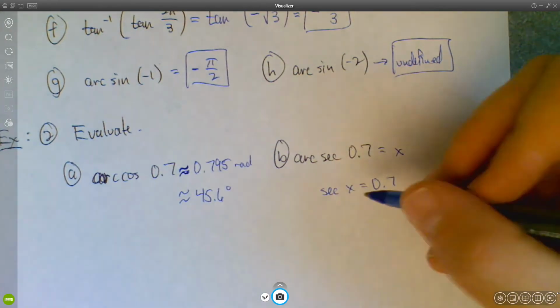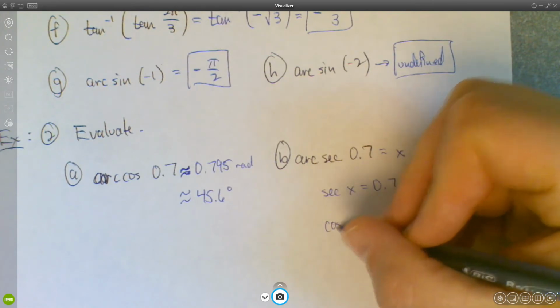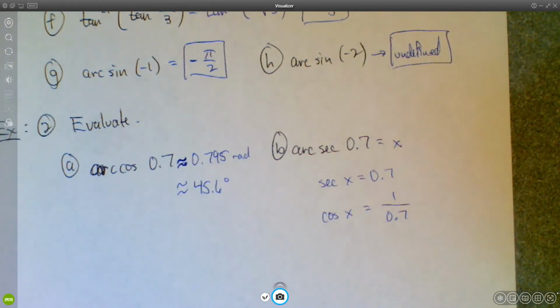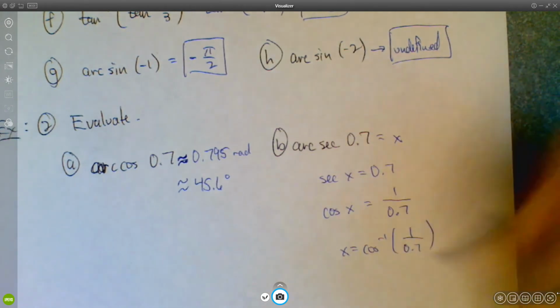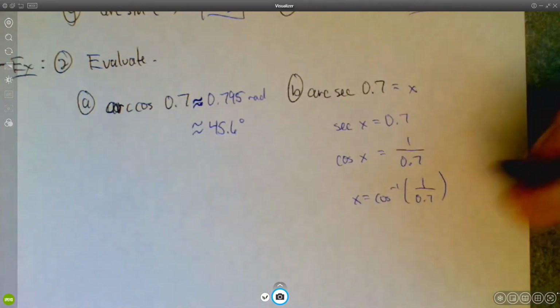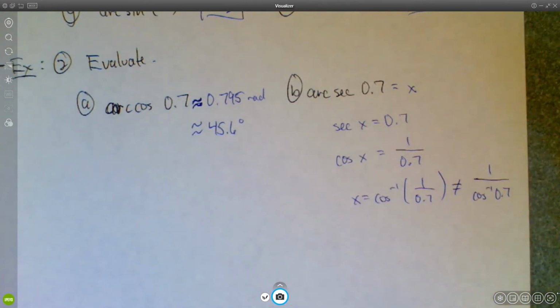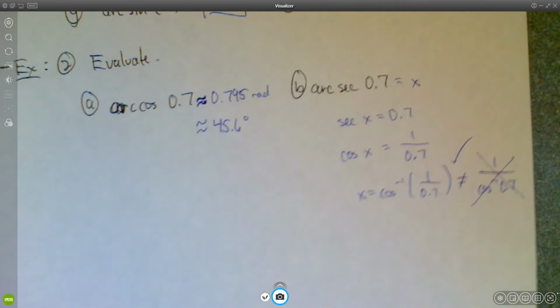What I want to show you is this. So secant x equals 0.7. That means cosine x equals 1 over 0.7. And then you take cosine inverse of both sides. So x is cosine inverse of 1 over 0.7. This is something that on your previous test a lot of you did wrong. Okay, it's not 1 over cosine inverse, right? This is not equal to 1 over cosine inverse of 0.7. It's cosine inverse of 1 over 0.7. So don't do it this way, do it this way. Okay? All right, let's see what we get.